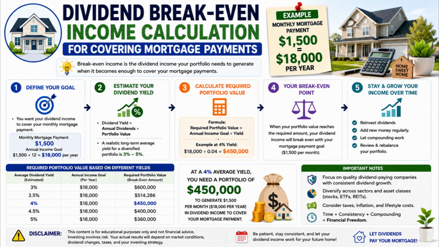So, the key takeaway is this. If your monthly mortgage payment is $1,500, you need $18,000 per year in dividend income. At a 4% average dividend yield, your dividend break-even portfolio target is approximately $450,000.